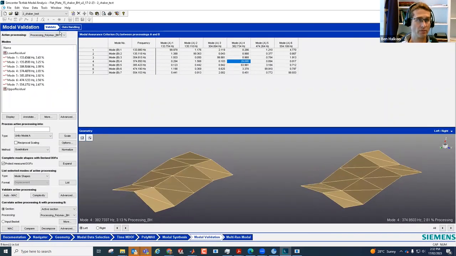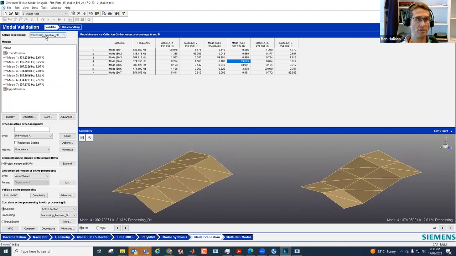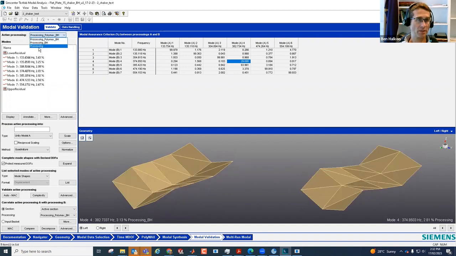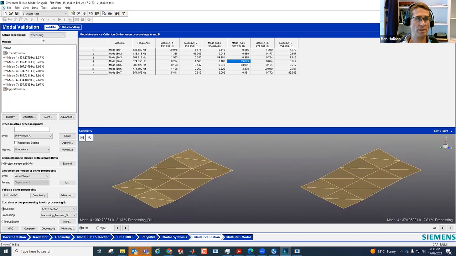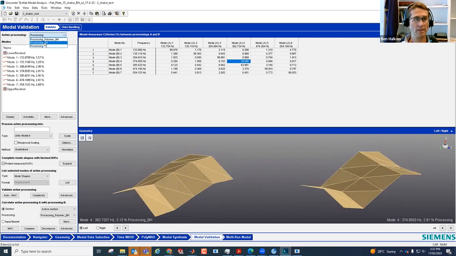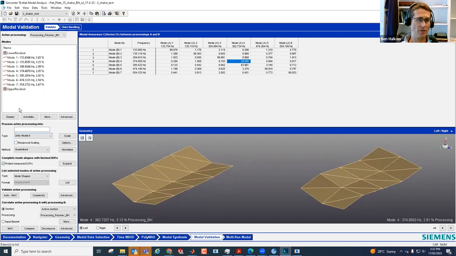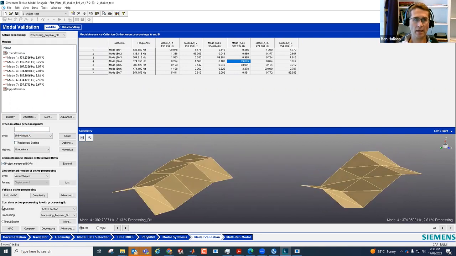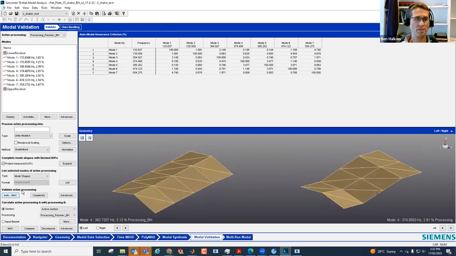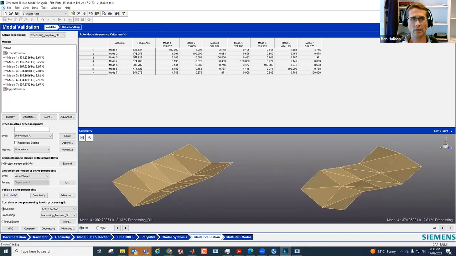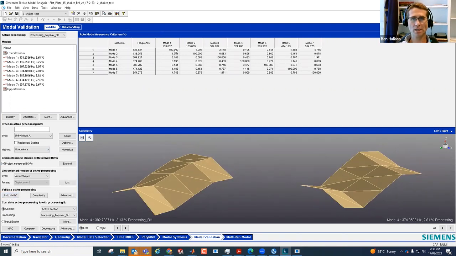So here we are in the modal validation workbook, and some features in here, right? We can choose which processing we're interested in here. So there's the original processing. There's the second. Here's my Polymax processing. And the first thing that I can do is come in here and I can run an AutoMAC. So I push this button here and I get an AutoMAC, a modal assurance criterion.